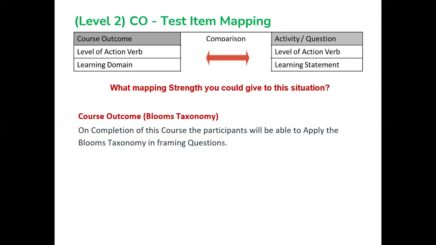On completion of this course, the participants will be able to apply the Bloom's taxonomy in framing questions. That means after completion of that session, I expect that every participant will be able to apply Bloom's taxonomy in framing questions. So this is my course outcome. I expect that every participant should frame questions based on Bloom's taxonomy levels. That is my expectation. Now, what is the level of this outcome? Can anybody suggest which level it is according to Bloom's taxonomy?